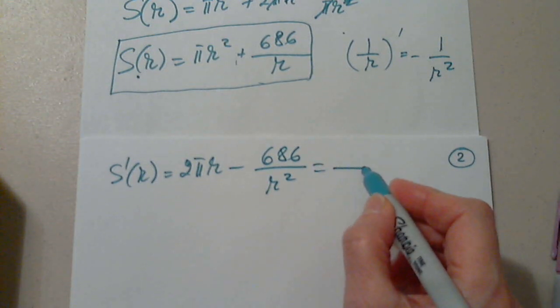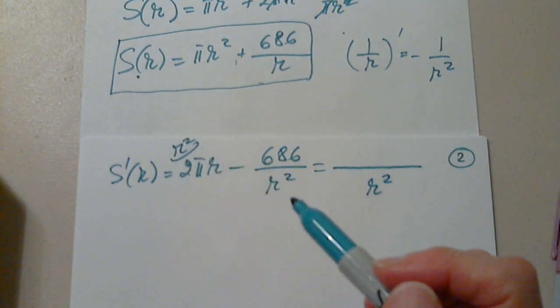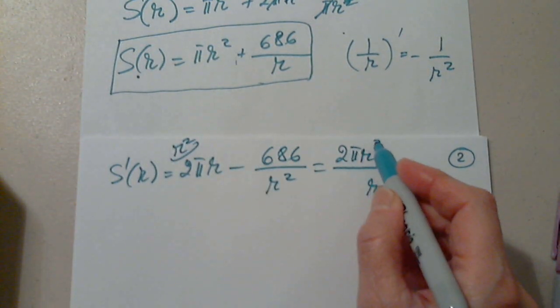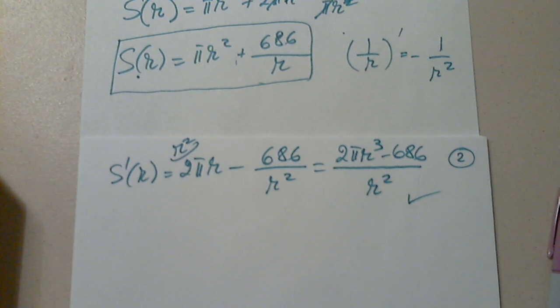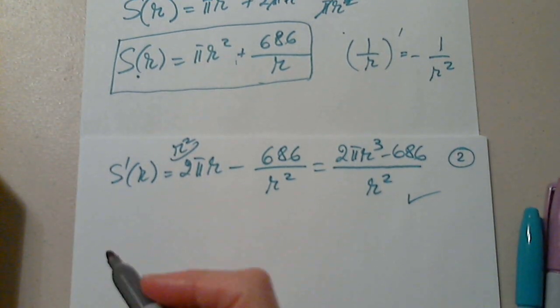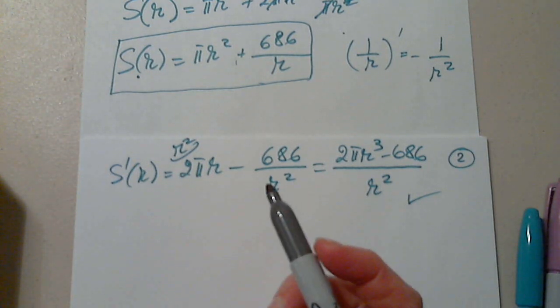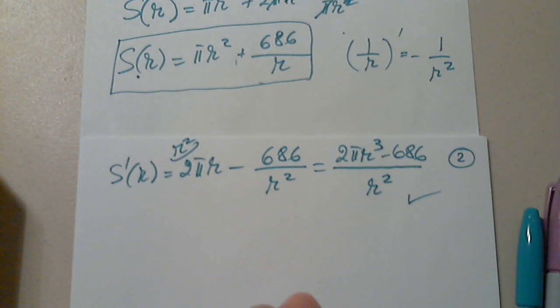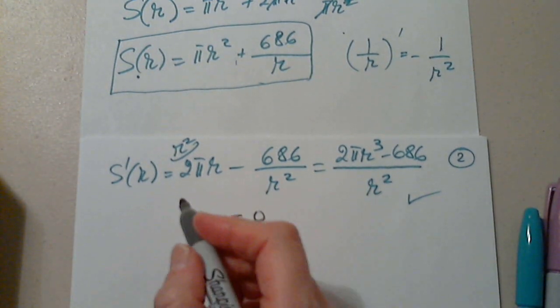Now we have to find the least common denominator. Luckily, it's only one denominator. So I need to multiply this by r squared. So I get 2 pi r cubed minus 686. Okay. Finally, I have the simplified form of the derivative. What is my next step? I found the derivative. Yay! What do I do with it? Why am I even finding the derivative? Set it equal to 0. Yes, we set it equal to 0 or to undefined to find critical numbers.